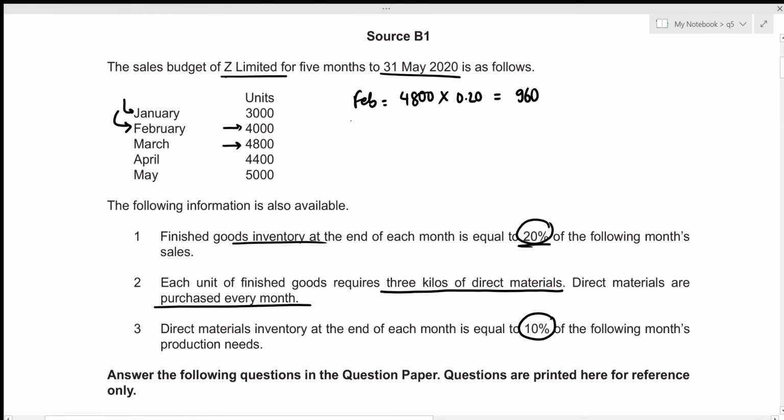Now we repeat the same process for the month of March, and that will be 20% of the sales units in April. So in this case, that's 4,400 times 20%, which results in the value of 880. Let's substitute these two values into our statement.